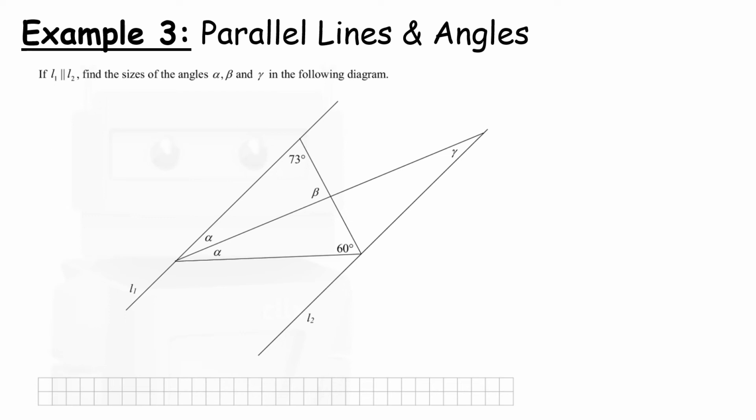If L1 is parallel to L2, so this little symbol here means parallel. So it just saves them giving us the arrows on the picture. Find the size of the angles alpha, beta and gamma in the following diagram. Now notice that the alpha appears twice, and what that means is they're both the same size. We then have our beta here, and we have our gamma up here. So because we know that they're parallel, we can go in straight away with a little bit of work with our alternate angles. So let's talk about our Z here.